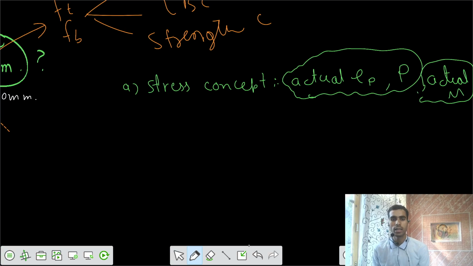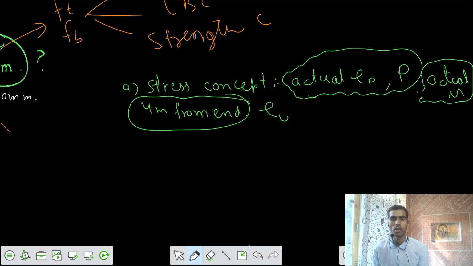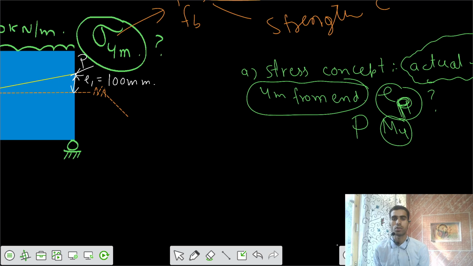So we need to see at this section, that is at 4 meters from the end, what the value of E is at that location. E4 I would call it, or we can say this is EP. What is the location of EP? And there is some P force there, and we need to find the moment at that location, M4. We need to solve these data for the stress concept.